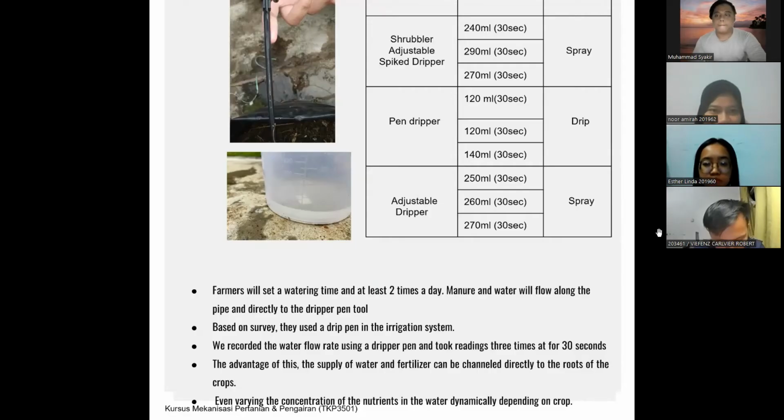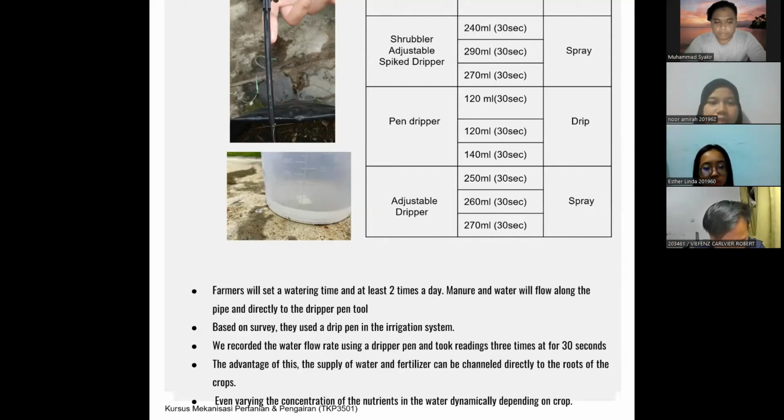To continue this presentation, the farm sets the watering time at least 2 times a day. Measure and water will flow along the pipe and directly to the dripper pen tools. Okay, based on the survey, they use the dripper pen in the irrigation system.